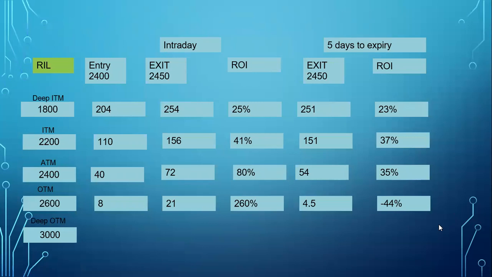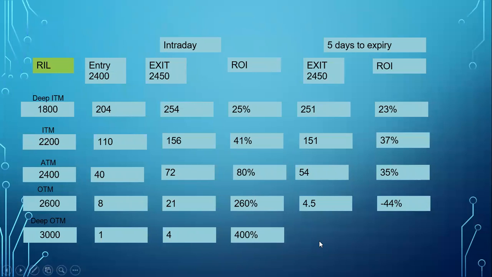If we go still deep out of the money and we buy it just at ₹1, then maybe if it is going to expire and it is an intraday trade, before it expires, it might go from 1 to 4, which is about 400% return. But if there are 5 days left to expiry and this goes from 2400 to 2450, there is not much time left now. So it might go to even 0, that is 100% loss in the premium.